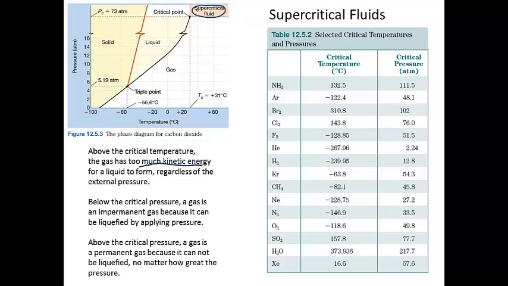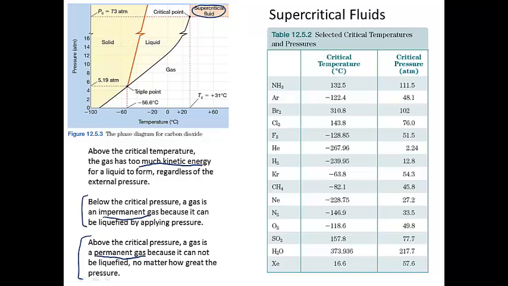Supercritical fluids have very different properties from either liquids or the gases of that same compound, and they're industrially very important. Above that pressure, the gas will be called a permanent gas, meaning you can't compress it to make it a liquid. Below that pressure, you can talk about the gas being an impermanent gas, meaning you can pressurize it and turn it into a liquid.